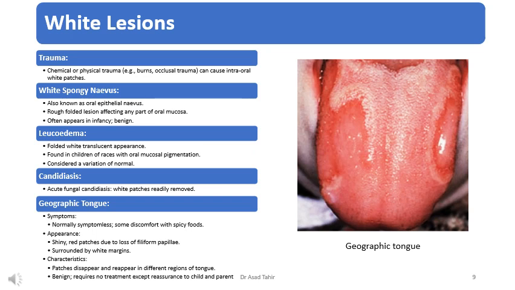Candidiasis. Acute fungal candidiasis presents with white patches that are readily removed. Tongue. Symptoms: normally symptomless, some discomfort with spicy foods.